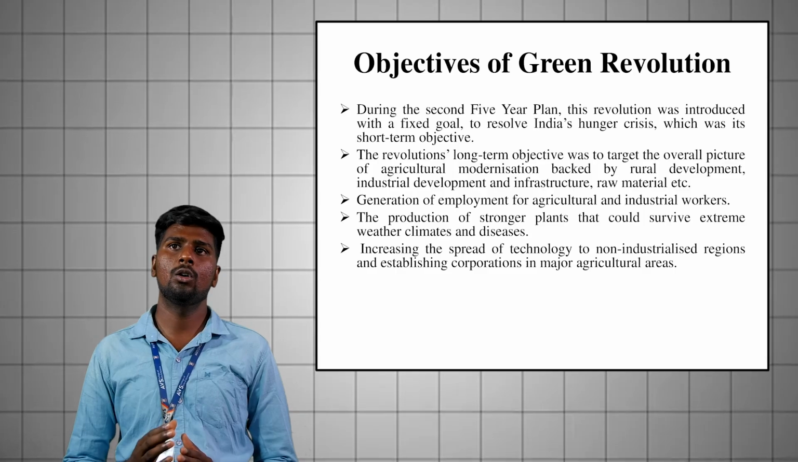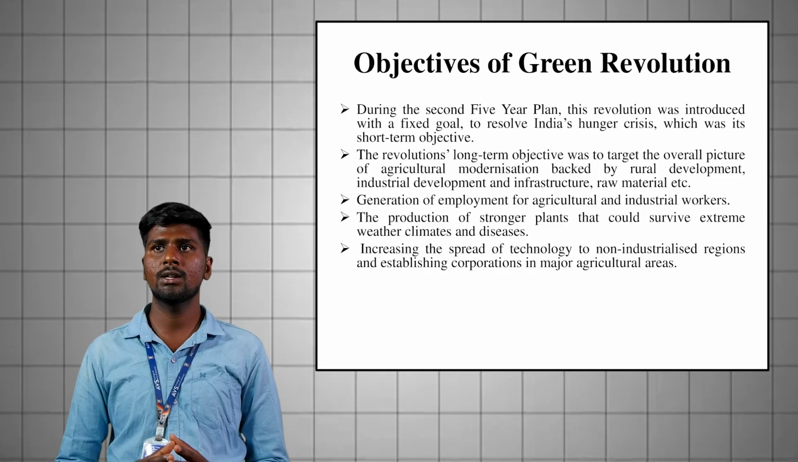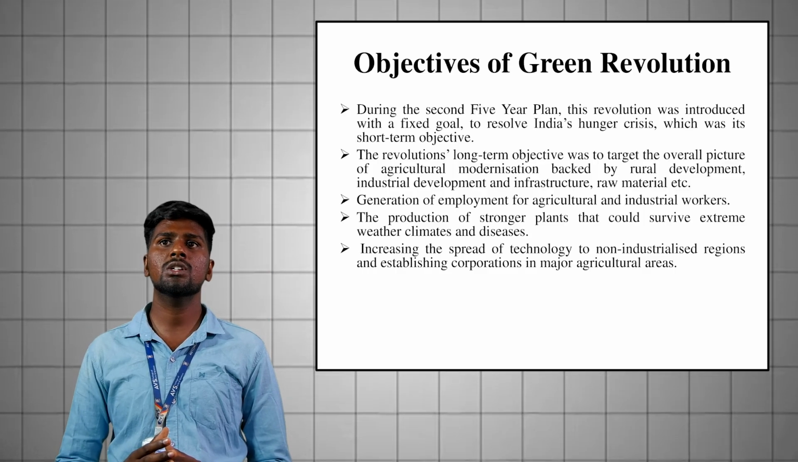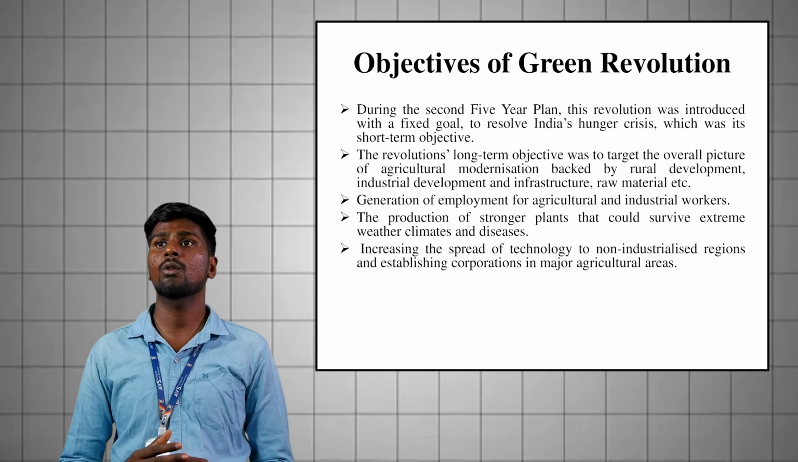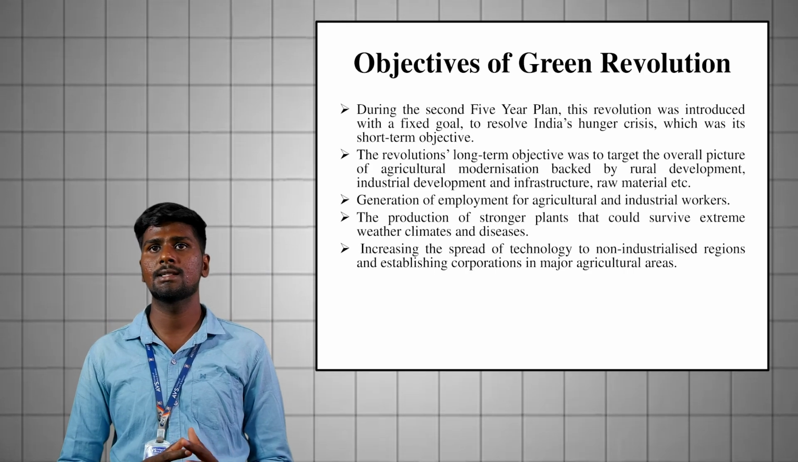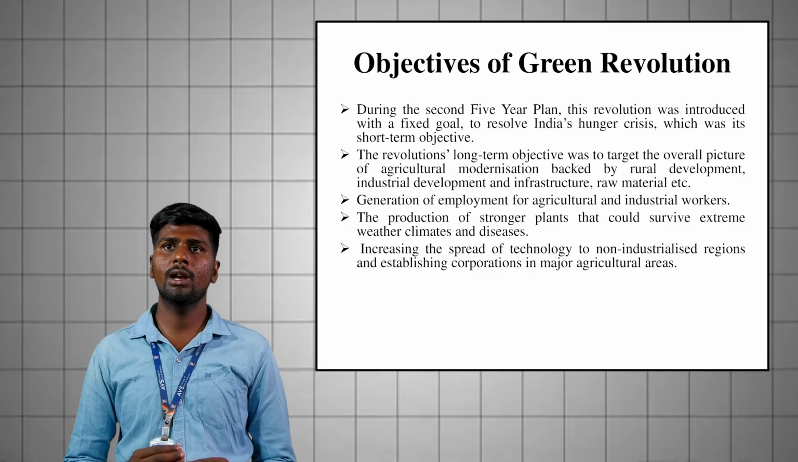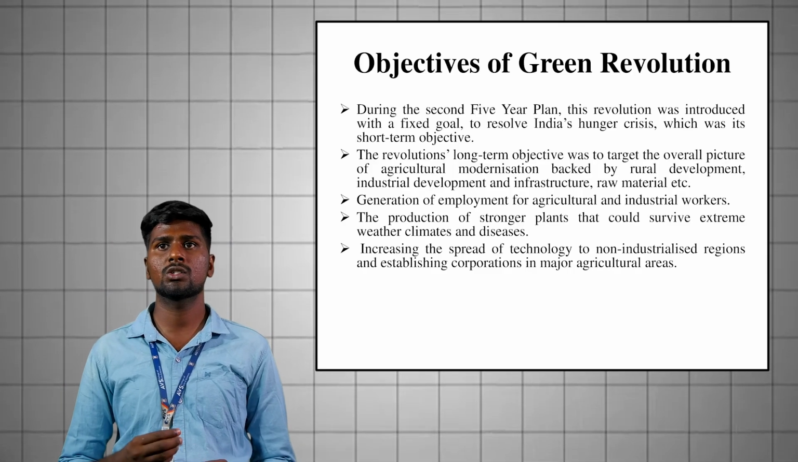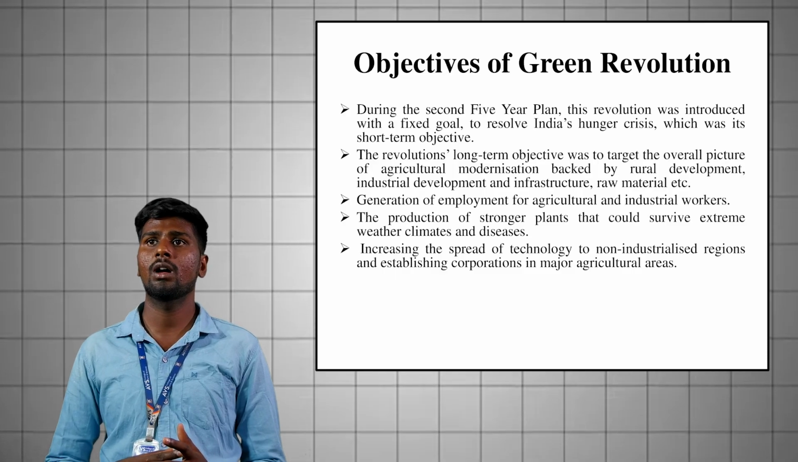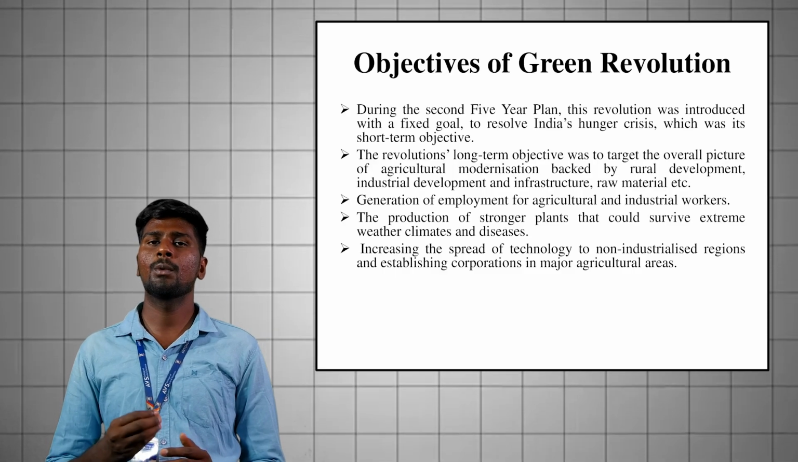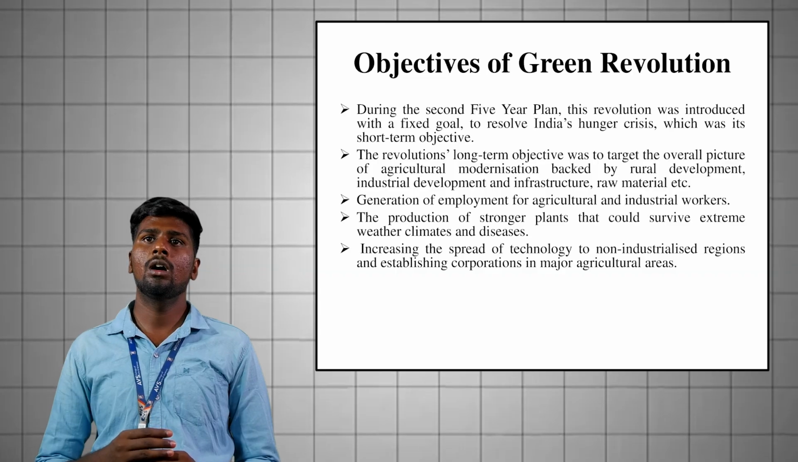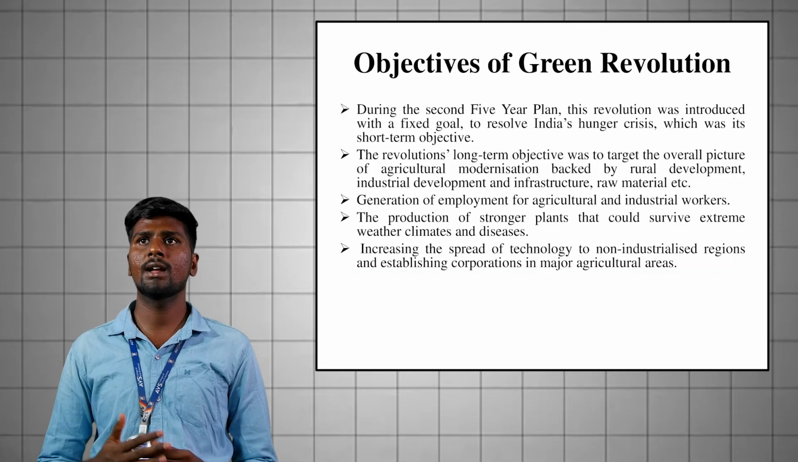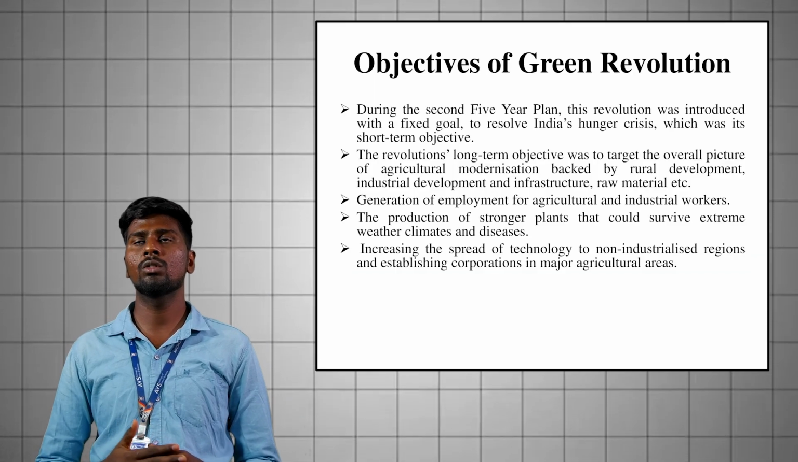Then generation of employment for agricultural and industrial workers, the production of stronger plants that would survive extreme weather, climate, and diseases, increasing the spread of technology to non-industrialized regions, and establishing cooperation in major agricultural crops like the Punjab variety and wheat variety, to achieve the major objectives of the green revolution.